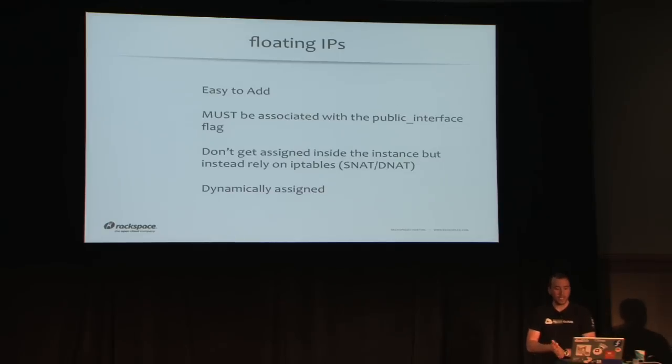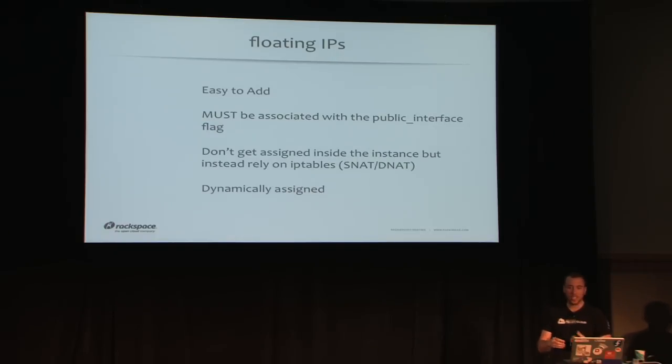And then floating IPs is one of the final things I'm really going to talk about. Floating IP pools are extremely easy to add. You can define them on the fly. They must be associated with the public interface, though. You don't really have an option right now, or at least in Nova Network, to have them go out some other interface. So they have to be accessible on whatever you've defined as your public interface.